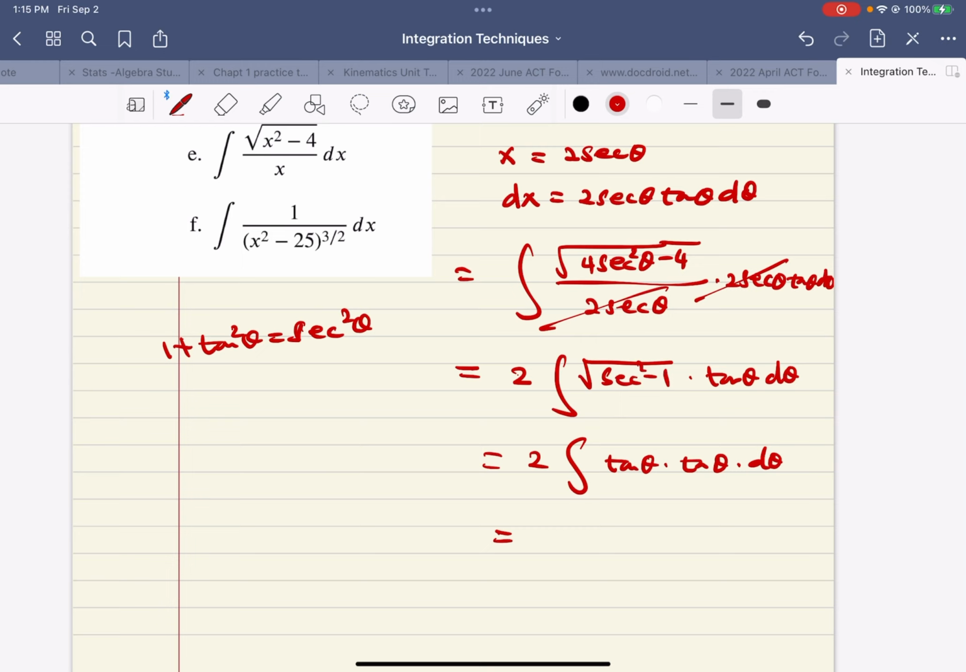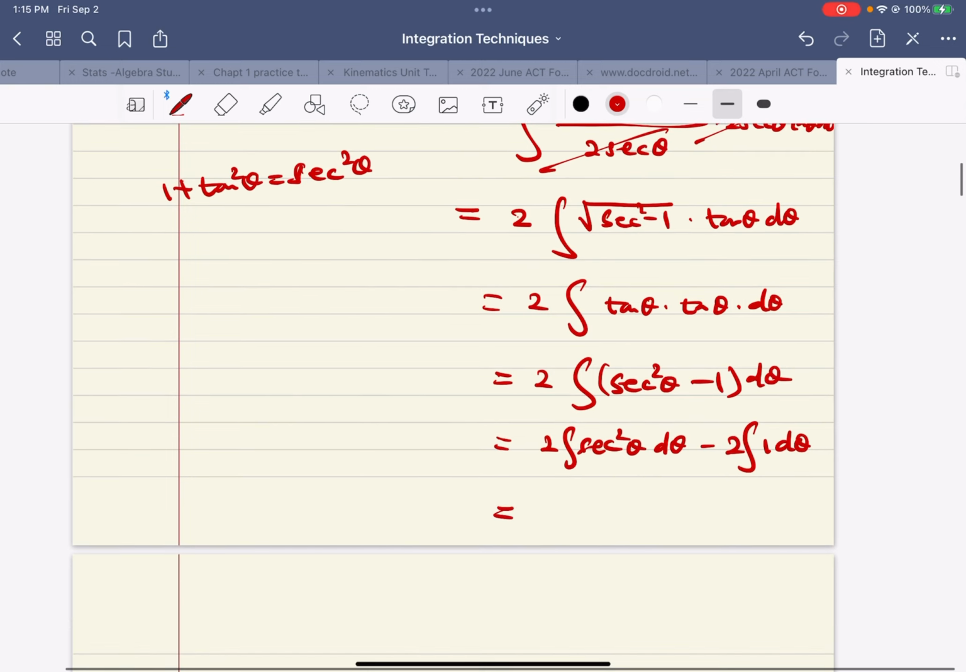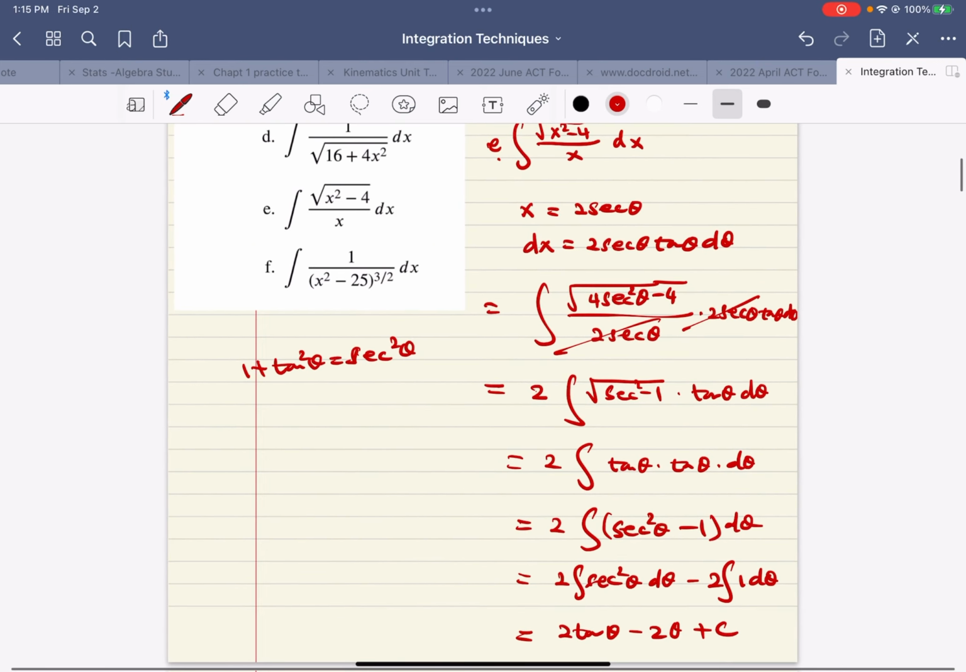So you can say 2 tangent squared. Tangent squared is secant squared minus 1. The reason why you change it now, you can say 2 integral secant squared theta d theta minus 2 integral 1 d theta. You can separate it. So integral secant squared is tangent. So 2 tangent theta minus 2 theta plus c.